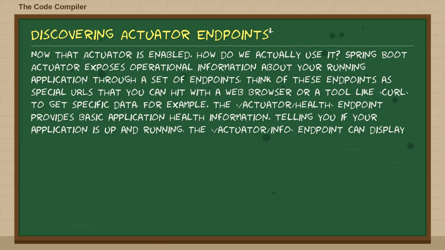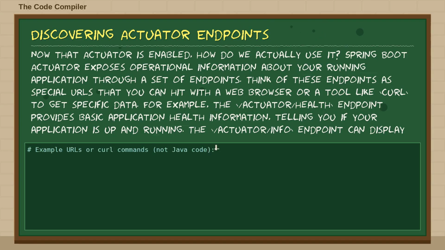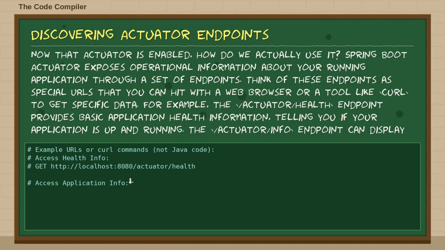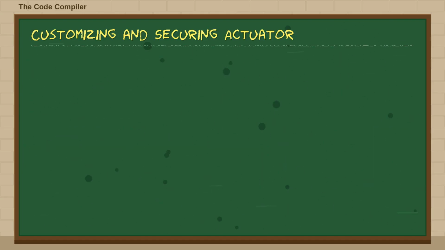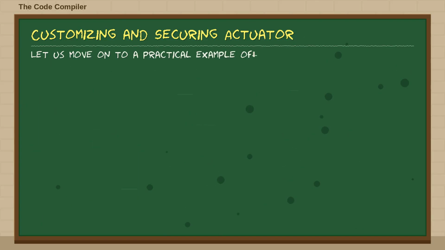Another useful one is Actuator Beans, which shows a complete list of all the Spring Beans in your application context. By default, only the health endpoint is exposed over HTTP. To see other endpoints, you will need a little configuration, which we will cover next. These endpoints are your windows into the internal state of your application. Let us move on to a practical example of how to customize and configure these actuator endpoints.